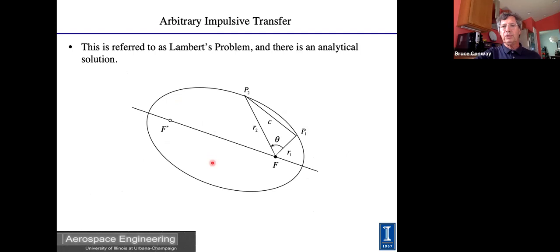If you aren't able to do a Hohmann transfer, that is to say a transfer through 180 degrees, there's still an analytical solution.